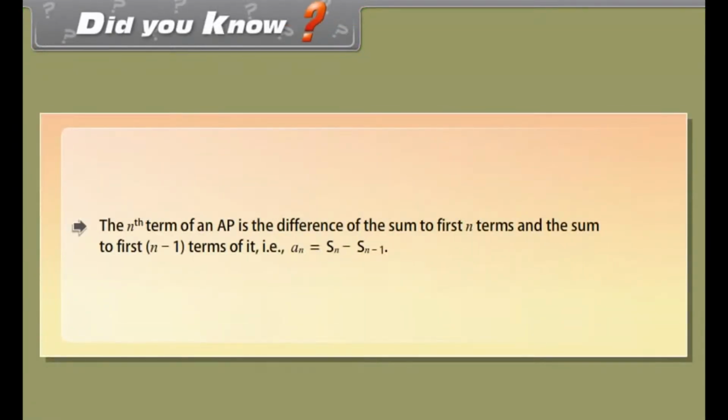Did you know? The nth term of an AP is the difference of the sum to first n terms and the sum to first (n minus 1) terms of it, that is, an is equal to Sn minus S(n minus 1). Summary.